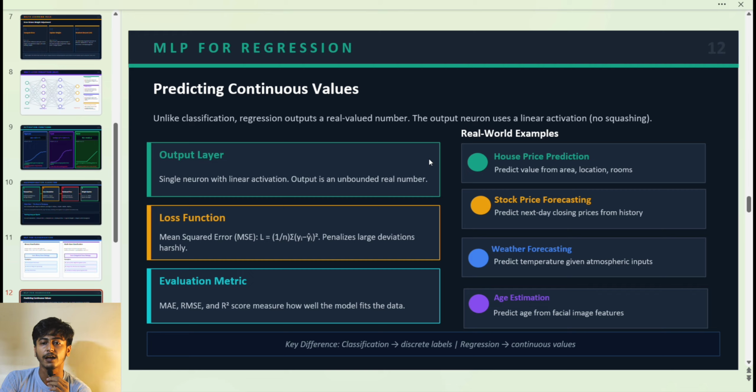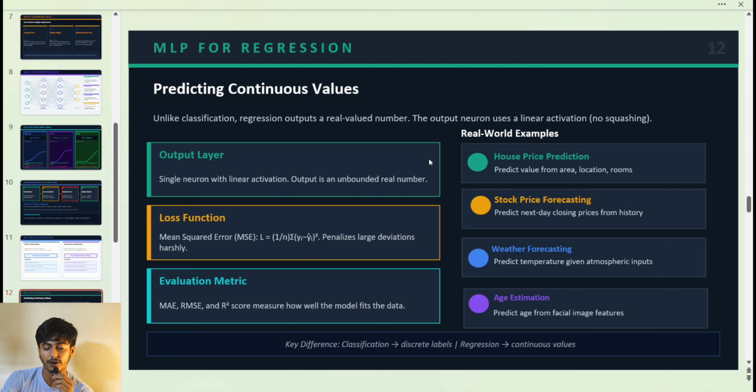During training, we rely heavily on mean squared error or MSE. This function is particularly effective because it squares the difference between predicted and actual values, penalizing the large errors much more severely. This ensures our model fits the general trend of the data without being swayed by minor fluctuations.